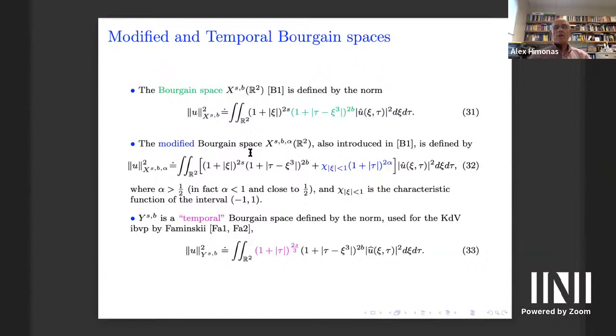But for the half line, we are going to use now the space above, but we are going to add an extra term. Actually, this space was already introduced in 1993 by Bourgain, when he did the periodic problem, and for the periodic problem, b was 1/2.